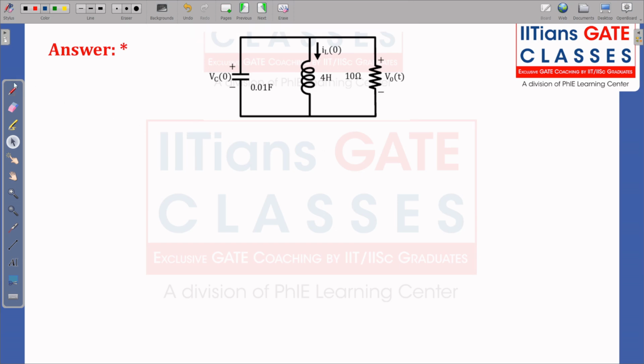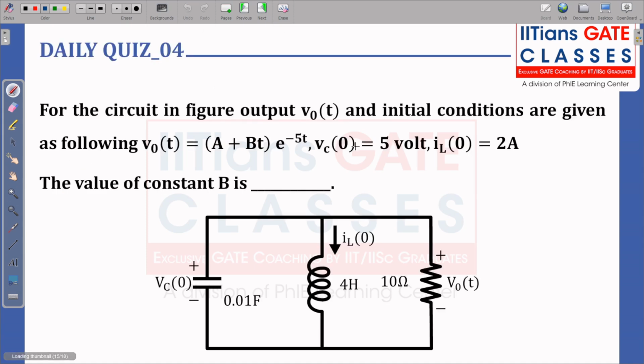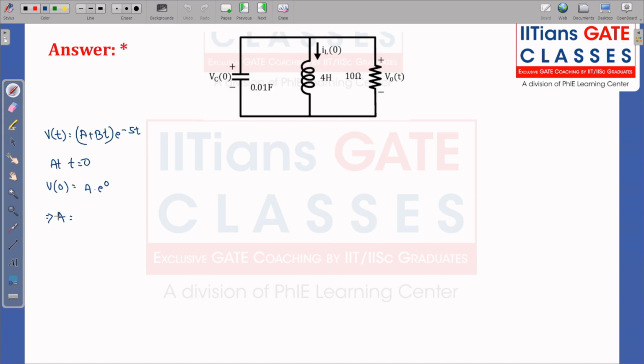So it is given V of t is equal to A plus bt e to the power minus 5t. So this is given. So at t equal to 0, V of 0 is equal to A into e to the power 0. So A comes out to be V of 0. And V of 0, basically it will be VC0 because this is connected in parallel and this is given as 5. Okay, this is given as 5.